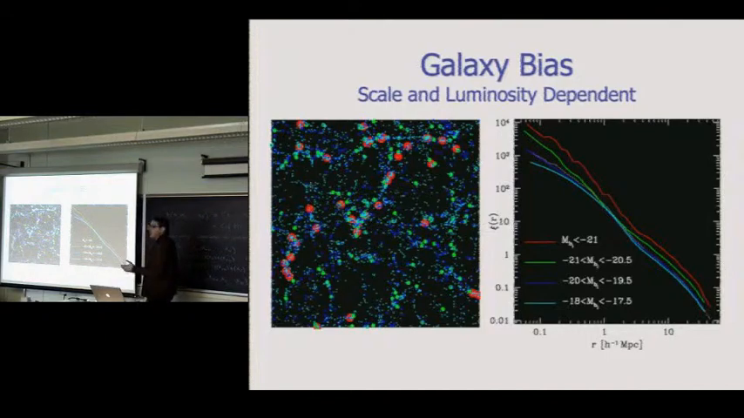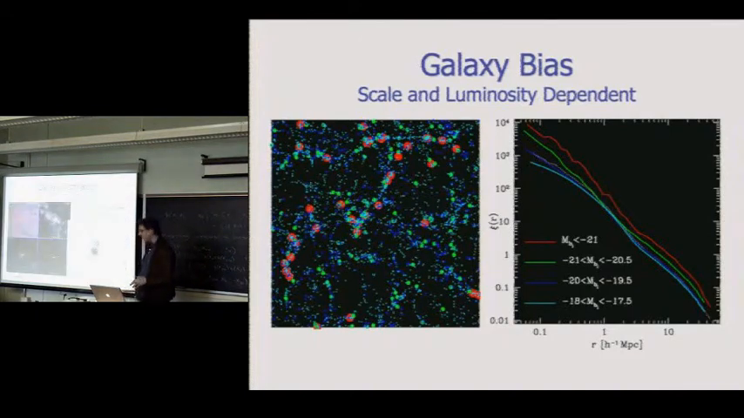So this is what we call galaxy bias, that the clustering of the galaxies is different from the clustering of the underlying dark matter. So it depends on the luminosity, but it also depends on the scale. You can tell this bias is dependent on where you're actually calculating or measuring your clustering statistic. So if you have observations of this, and you want to get information about what's going on underneath it, you need a quantifiable model of galaxy bias.